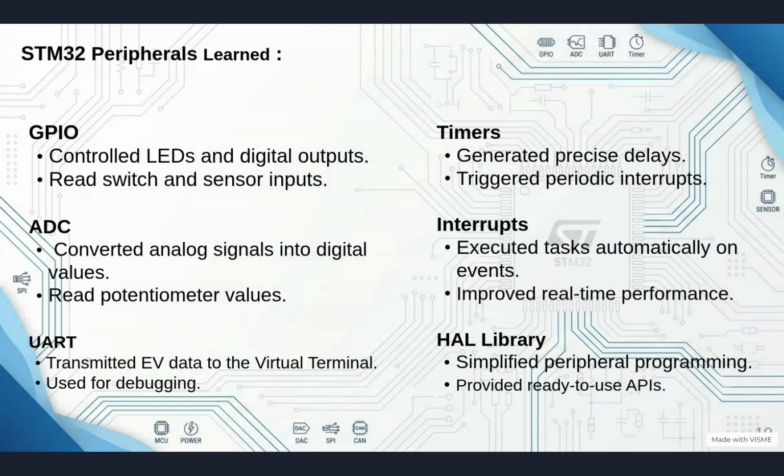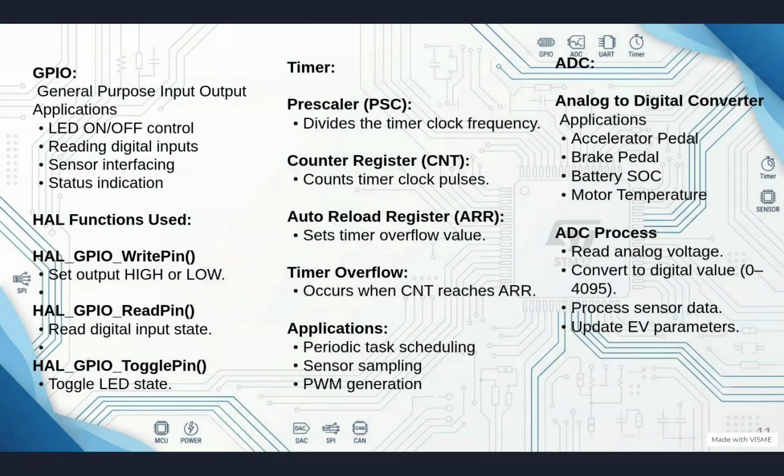In GPIO, timer and ADC, we learned what write pin, read pin, and toggle pin are, and what the use of the prescaler is. The microcontroller runs at 72 megahertz, so we have to reduce that speed to generate a timer delay, and for that we use the PSC register, and we learned the use of the counter register and the ARR register, and how the ADC converts. We gained these skills in our internship program.